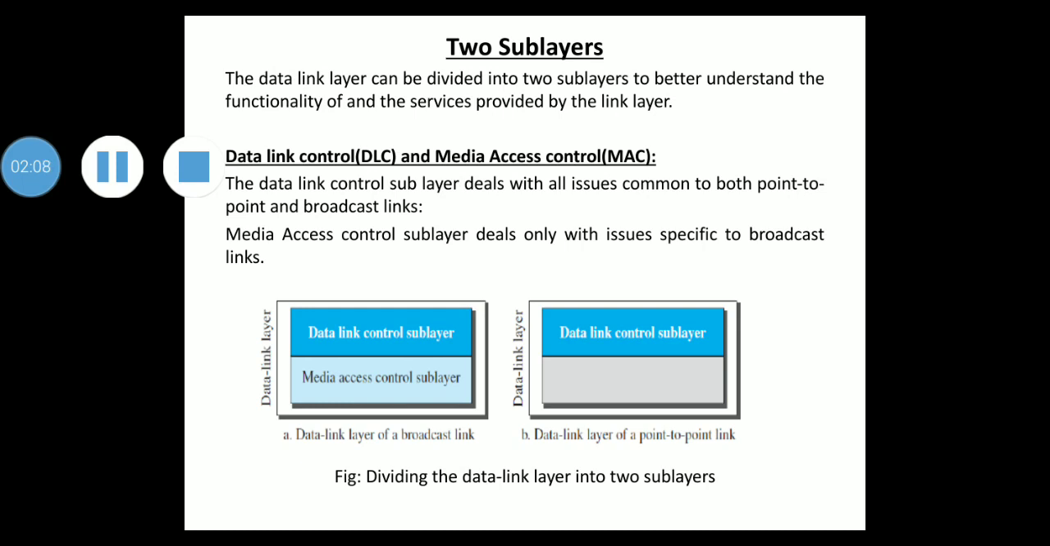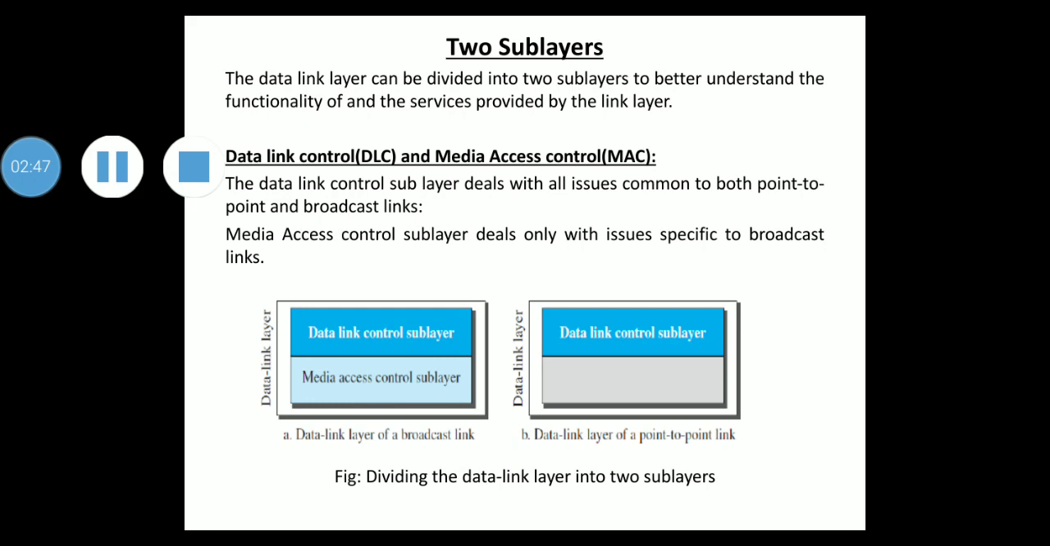Next, we'll discuss the two sublayers. The data link layer can be divided into two sublayers to better understand the functionality of and the services provided by the link layer: data link control (DLC) and media access control (MAC).